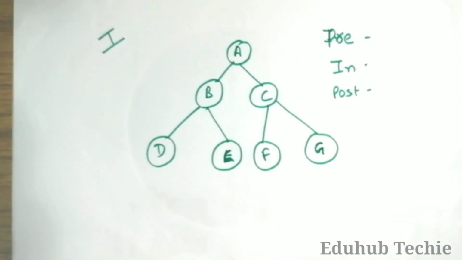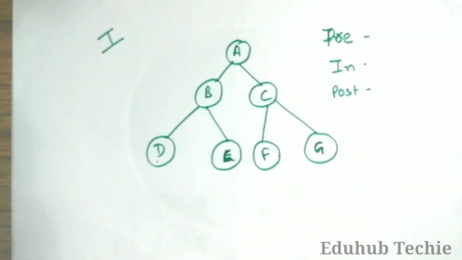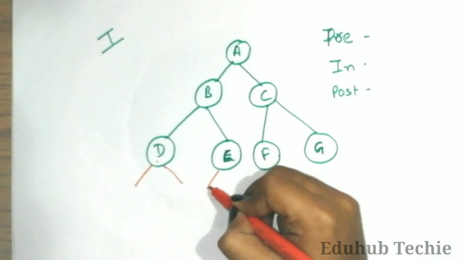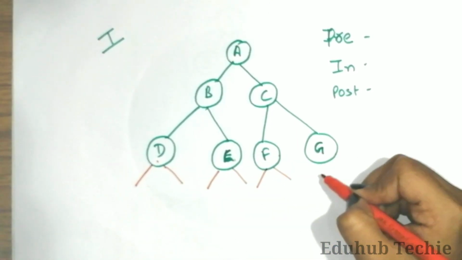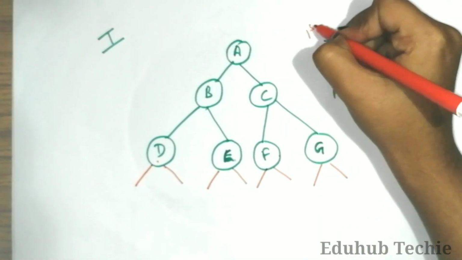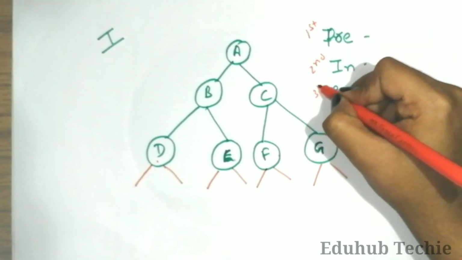So you need to assume the sub nodes for all the leaf nodes. These are the leaf nodes, so you need to assume the sub nodes. Okay, imaginary sub nodes. These are the imaginary sub nodes. And what I told previously: the first time you reach a node it is pre-order, the second time it is in-order, and the third time it is post-order.